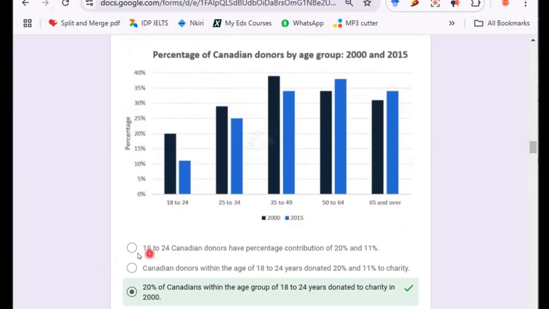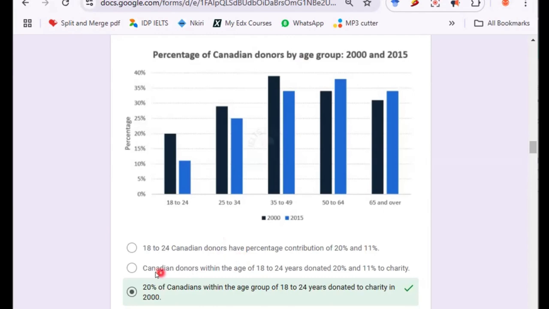Can you see where these writers? These are real things that people write. Somebody now sees this and says 18 to 24 Canadian donors. No. That's not the meaning. The meaning of this 18 to 24 is people within this age group. Look at it here, in the correct answer. Canadians within the age group of 18 to 24 years. That's what this first bar is representing. Anytime you see age group, that's what it means. So you cannot say 18 to 24 Canadian donors. No, that's out of it. Okay?